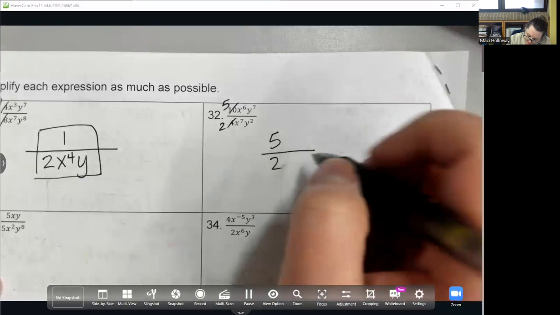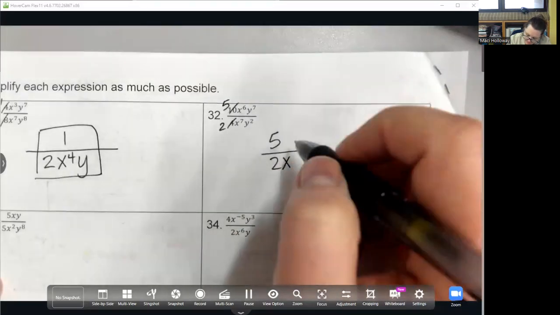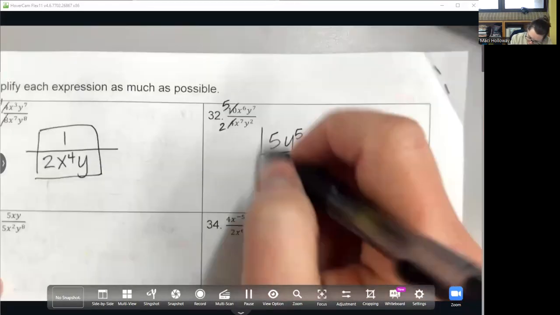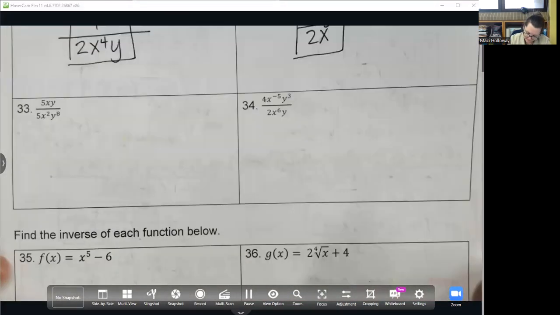Subtract your exponent. 6 minus 7 is negative 1. Tells me it goes on the bottom. 7 minus 2 is positive 5. Tells me it goes on the top. If your exponent's positive, it goes on top. Negative goes on the bottom.